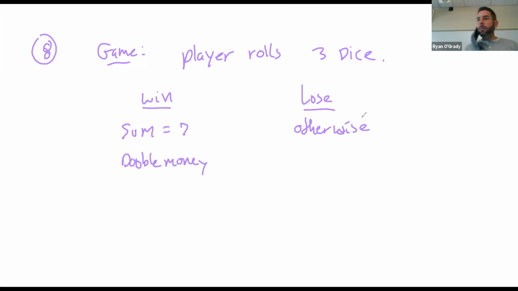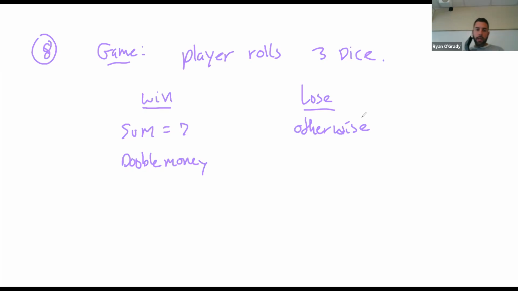And so the first thing we ask is, what's the probability of winning? And then I ask, do you think the game is fair? Why or why not? So it turns out that you can answer this.